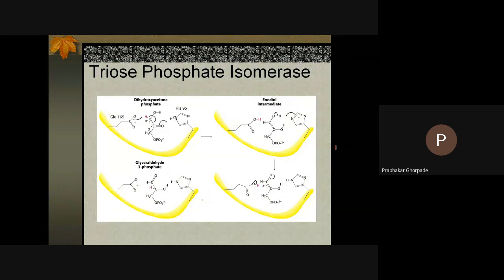So basically, when we say an enzyme reaction is happening, for example, this dihydroxyacetone phosphate is there. The enzyme is made up of protein molecules. Protein molecules are made up of amino acids. So for example, this one amino acid is there, second, this glutamate is there, and a histidine amino acid is there. Some reaction is happening, some electron movement is happening. An enediol intermediate forms, and then finally we are getting glyceraldehyde 3-phosphate.